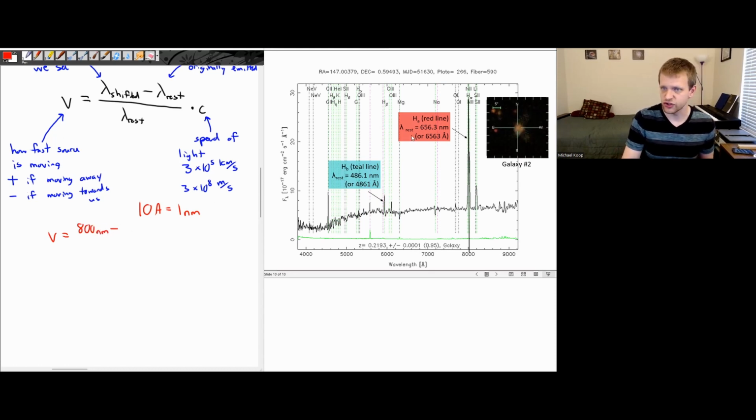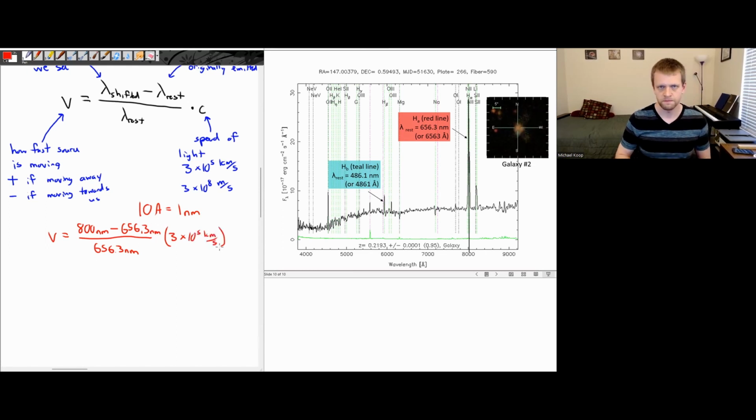The rest wavelength for this hydrogen alpha line is 656.3 nanometers. So we divide by the rest wavelength, 656.3, and then multiply that by the speed of light. Once we've identified the shifted and the rest wavelength, the rest is just running the numbers. So 800 minus 656.3 is 143.7. Then doing the division, divided by 656.3, I got 0.219 times the speed of light.